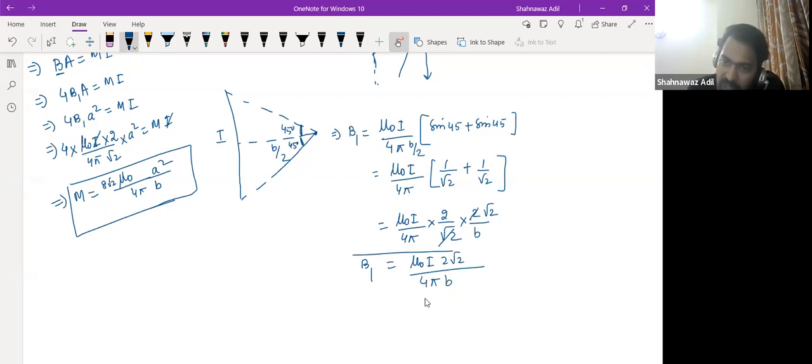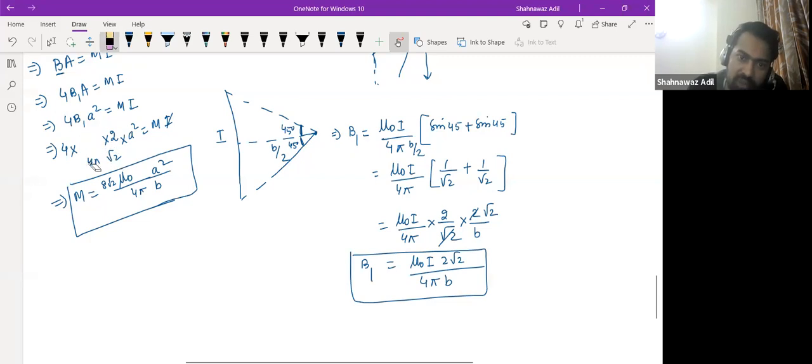So if we put this value in here, this is mu naught I and 2 divided by 4 pi. So 4 into 2, 8 root 2 by b. So 8 root 2 by b, mu naught by 4 pi, 8 and a square by. So that would be the answer.